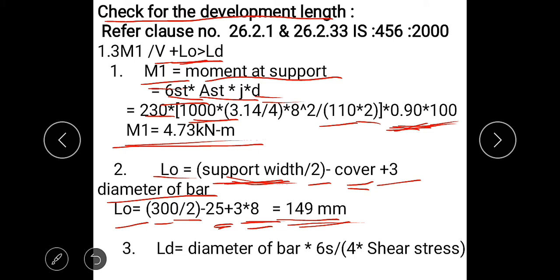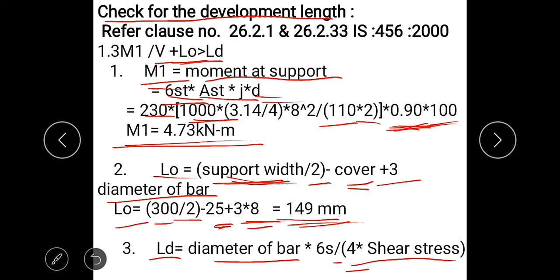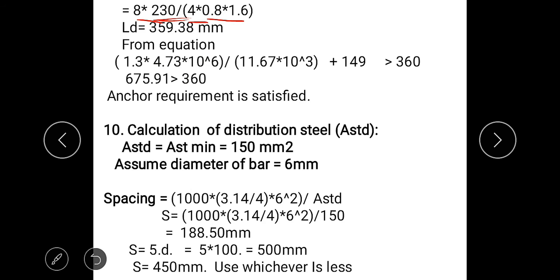Now we have to calculate LD. How do we find LD? Diameter of bar, our diameter of bar is 8, into stress divided by 4 into shear stress. So 8 into sigma st, which is 230. So 4 is the formula, 4 into shear stress. Shear stress is 0.8 into 1.6. So LD is 359.38 mm.